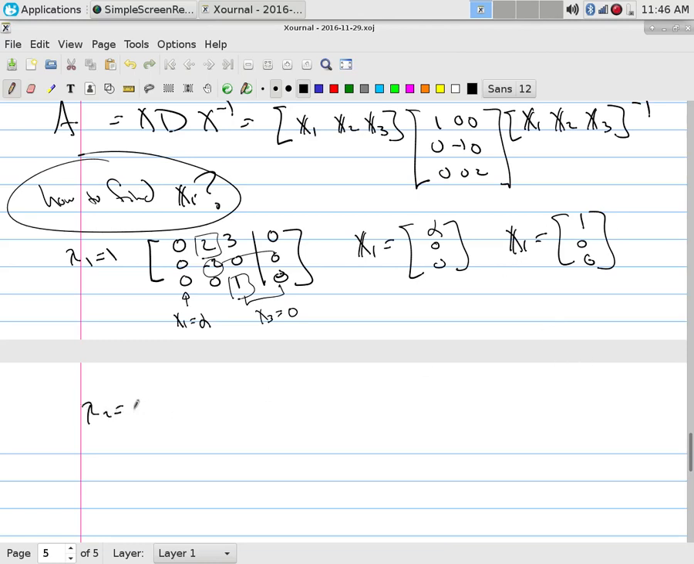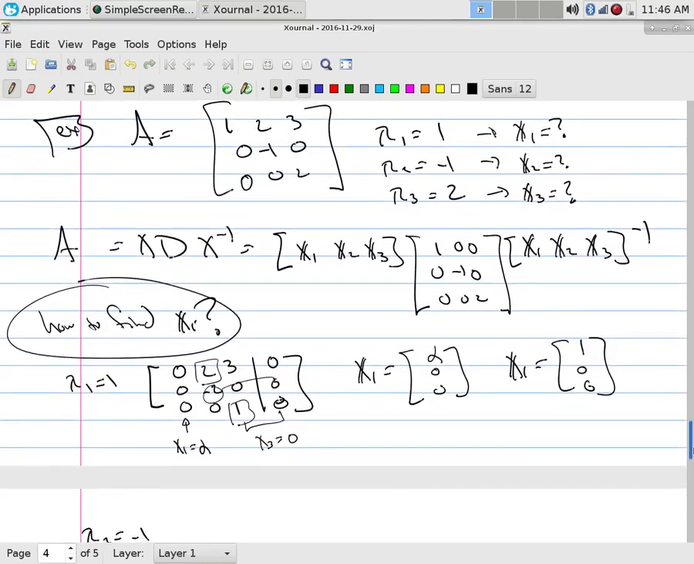So lambda 2 was equal to what? Minus 1? And so that would be what?